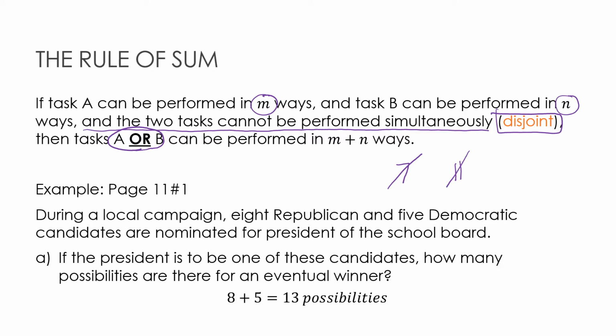So what I want you to start to associate is when you see something that's "or," you should be thinking plus. So if I'm saying A or B, I'm going to be adding those possibilities together.